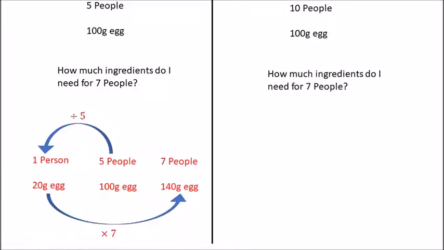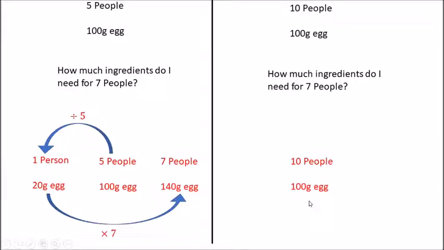Okay, similar question. So in this cookbook, it tells me that 10 people would require 100 grams of egg, but I'm not cooking for 10 people, I'm cooking for 7 people. So let's write down what I know. 10 people need 100 grams of egg. 10 doesn't really go into 7, 7 doesn't go into 10, so it's going to be hard to do this in one step.